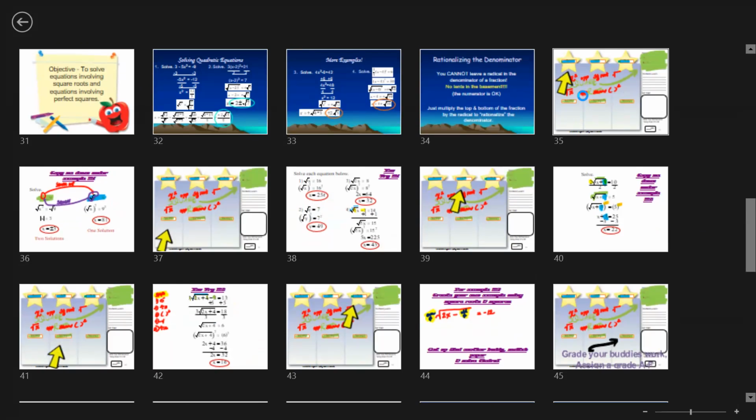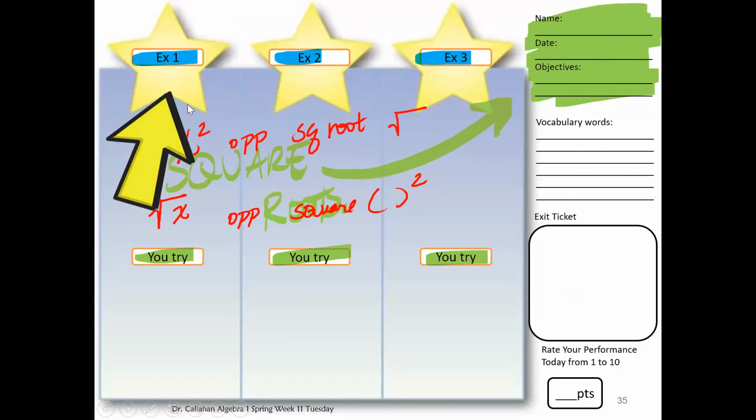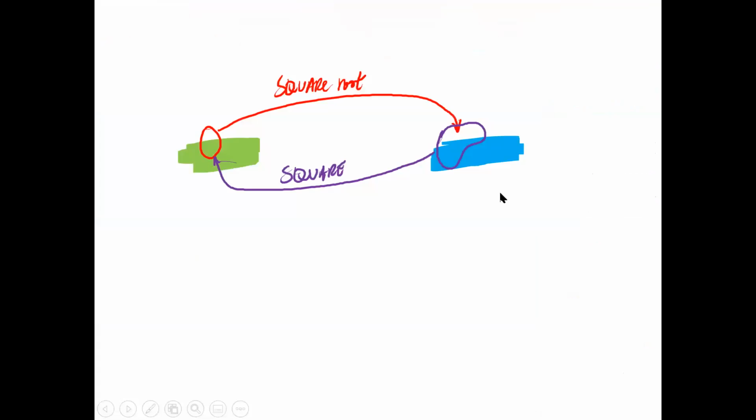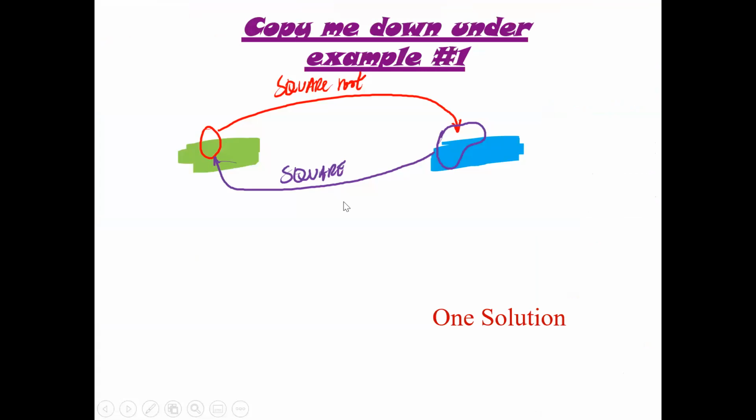Okay, it's taking a long time to download. There you go. So here is the first thing. Now remember, the opposite of a square root is a square, and the opposite of a square is a square root. So here's your first example. Copy this one down under example 1: x squared equals 9, and square root of x equals 9. You have 2 different examples under example 1.